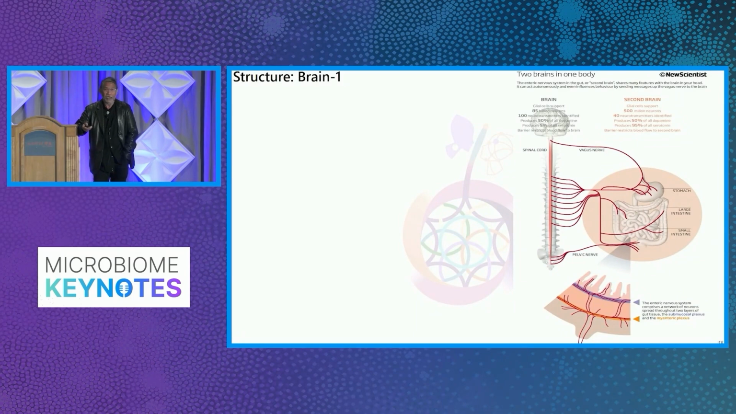Now, let's go to the brain, the third part of the axis. We should always remember that we have two brains in a single body, right? Let's take a look at the second brain first. It has glial cells, 500 million neurons, 40 identified neurotransmitters, and produces 50% of all dopamine and 95% of all serotonin. Now remember, these are not for the brain in the central nervous system. This is for its own use as a brain in itself.